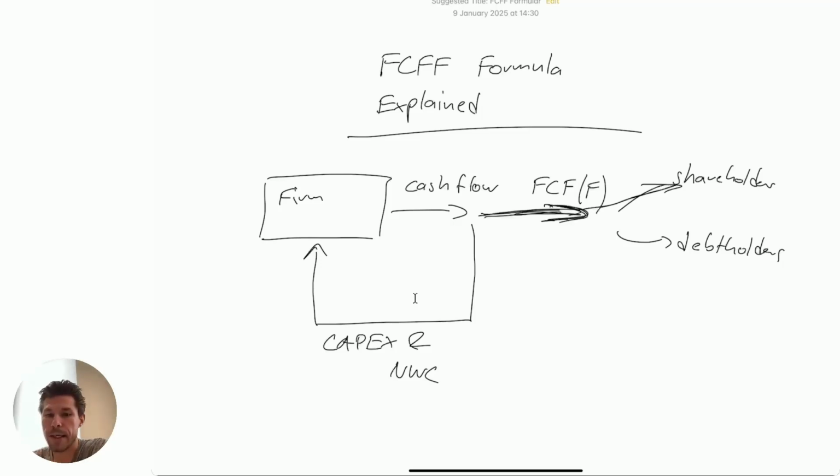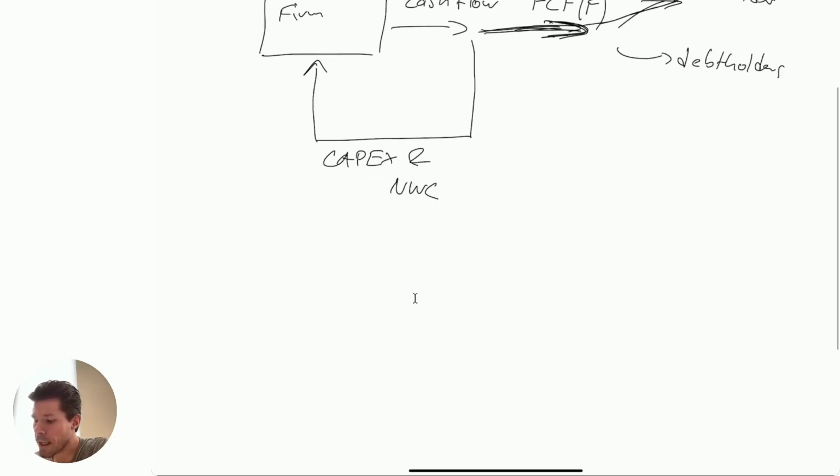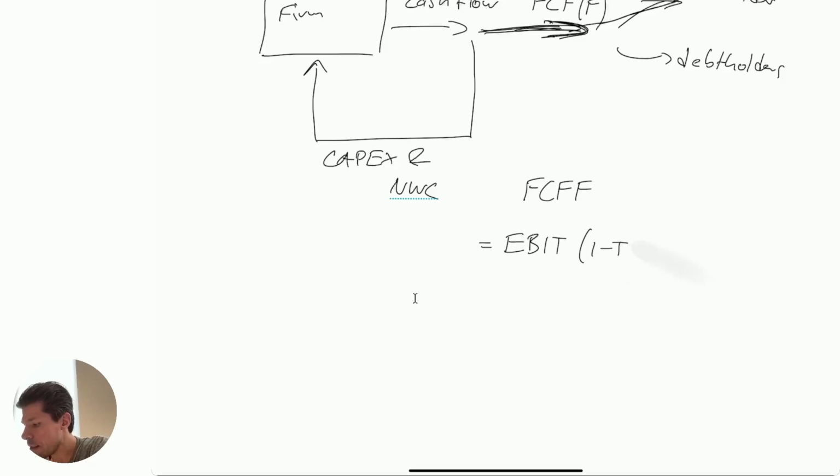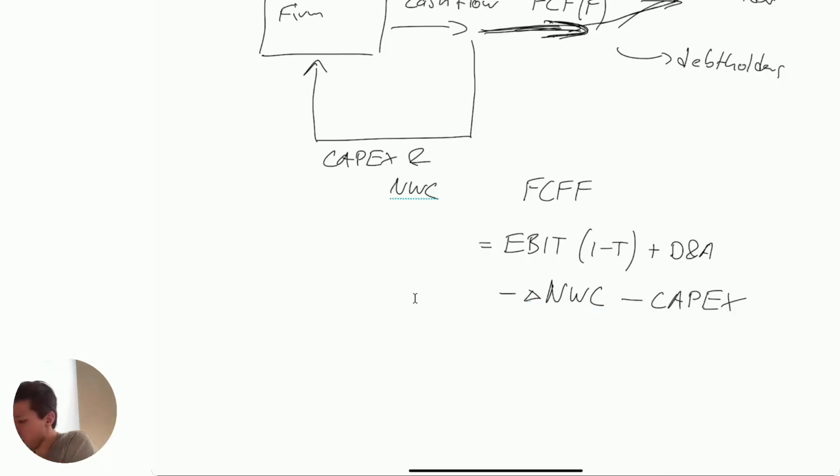debt holder related items. So what we are going to do is the main formula: free cash flow to the firm equals EBIT times (1 minus T), plus depreciation and amortization, minus change in net working capital, minus CAPEX. And how to think about it, let's get started.